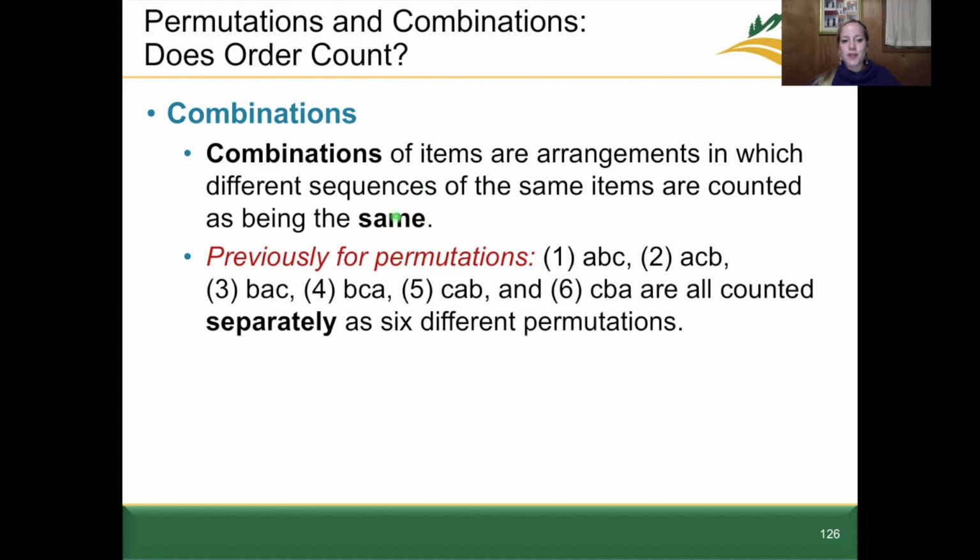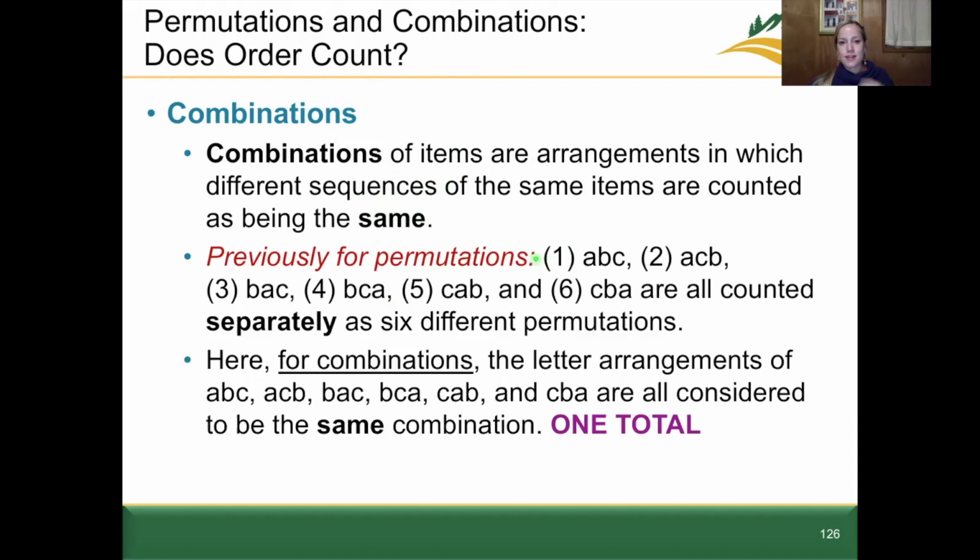Now, what about using this definition of combinations for this same example? Here, different sequences of the same items are counted as being the same. So in other words, for combinations, the letter arrangements of all of these are actually considered to be the same combination. So this example for combinations, we say there is 1 total combination. So remember this question we're asking initially, does order count?